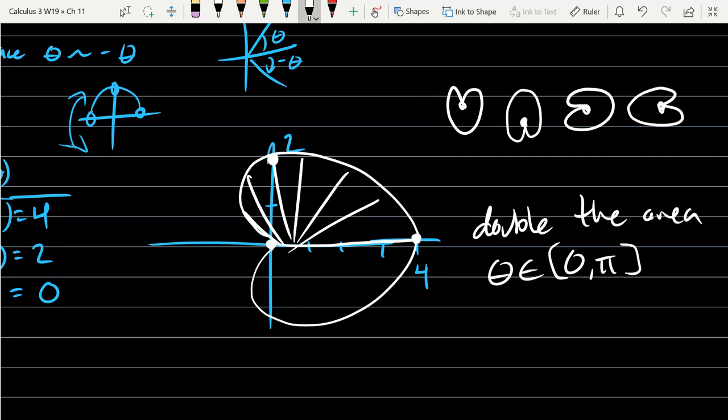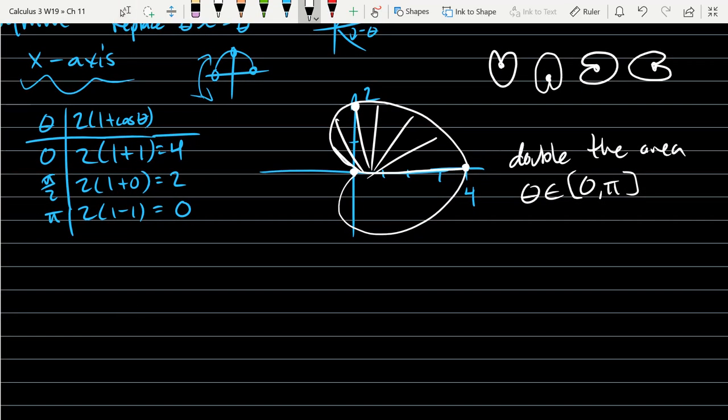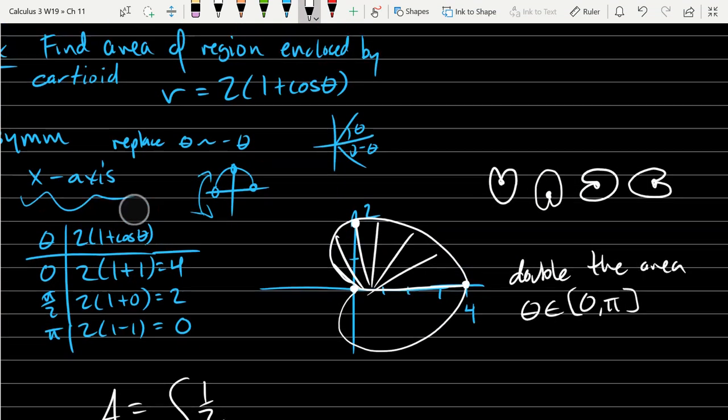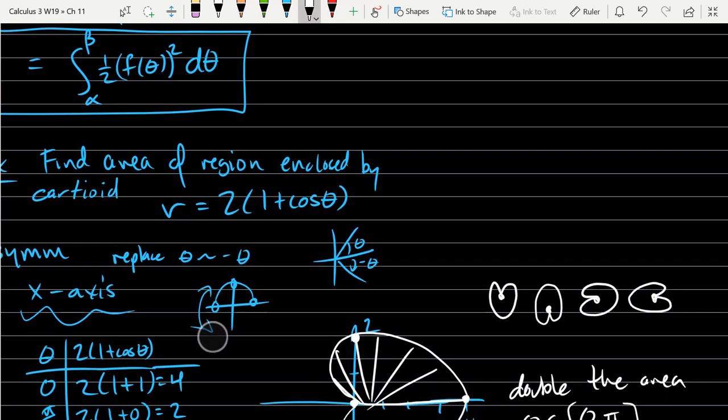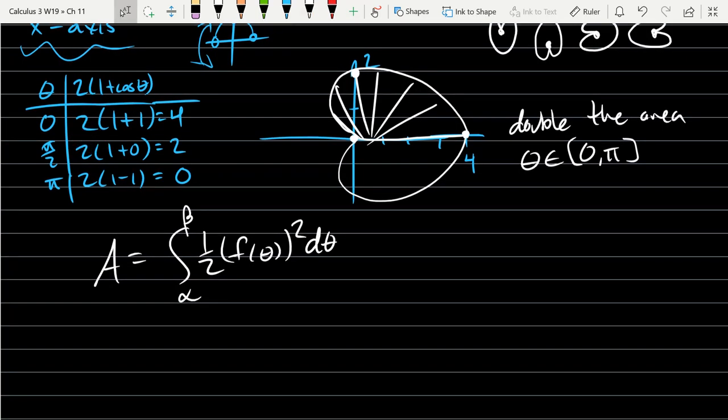If I don't want to use symmetry, I would go 0 to 2 pi. That would sweep out the entire shape without using symmetry. So I'm just copying down from above the area formula that we had just written down, 1 half f theta squared d theta, from alpha to beta. We are going to double. So I'm putting a 2 outside, so that's going from 0 to pi.